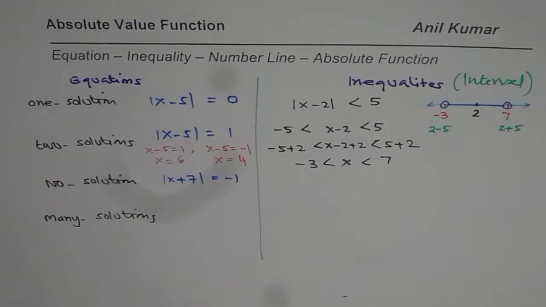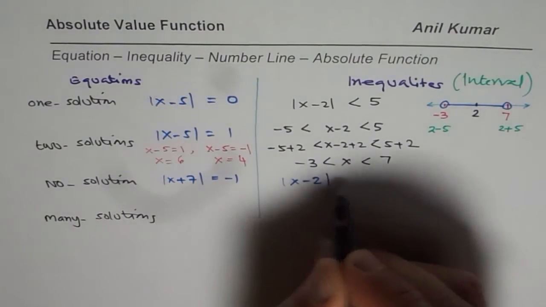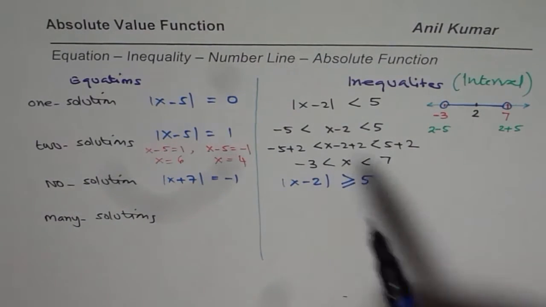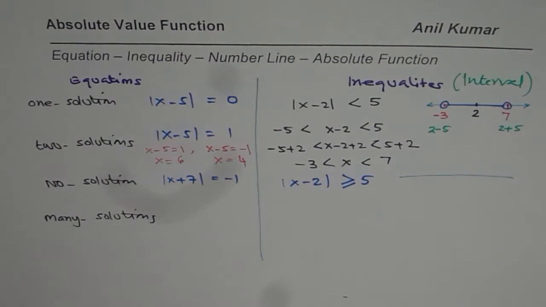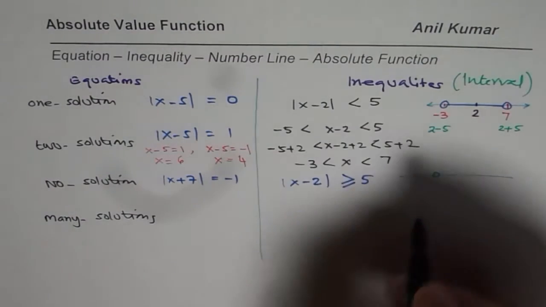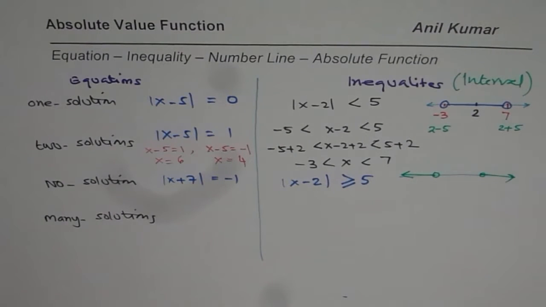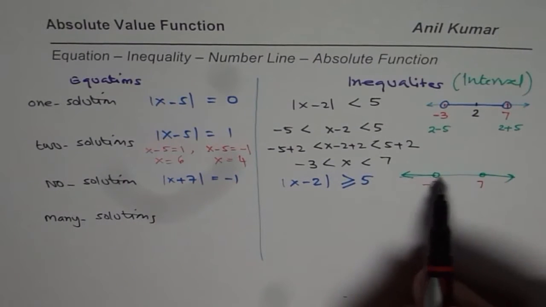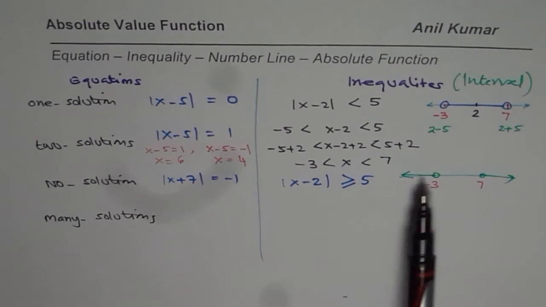And not to give you more details, if I had an equation |x - 2| greater than or equal to 5, in that case you should expect the solution not at these points but beyond these points, correct? So you expect a solution not here, because those are for less than 5. Greater than or equal to means away from these points, and these points are -3 and 7 for you, correct? So that becomes the solution shown in green. That is how you can solve greater than.